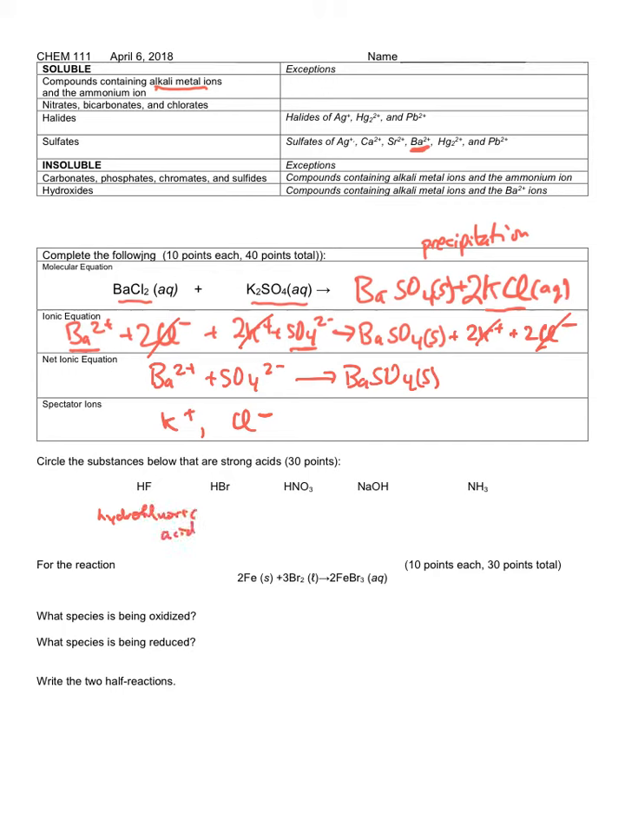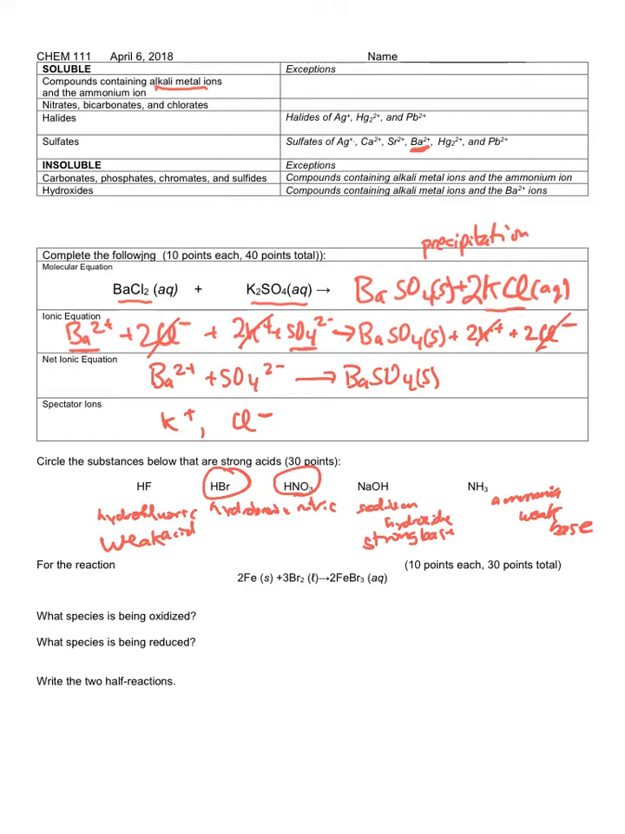It's not one of the strong acids that we memorize, so it's a weak acid. Hydrobromic acid is in fact a strong acid. Nitric acid is in fact a strong acid. Sodium hydroxide is actually a strong base, so we won't circle it. And then ammonia is actually a weak base. So the only 2 strong acids out of this are HBr and HNO3.